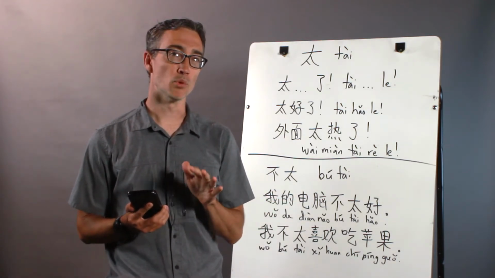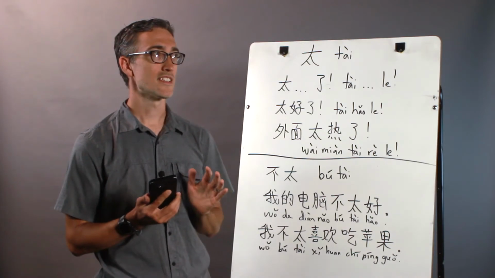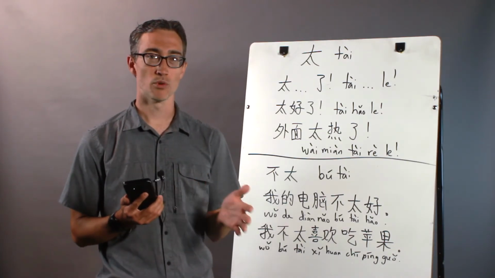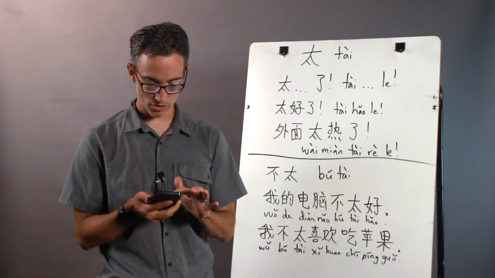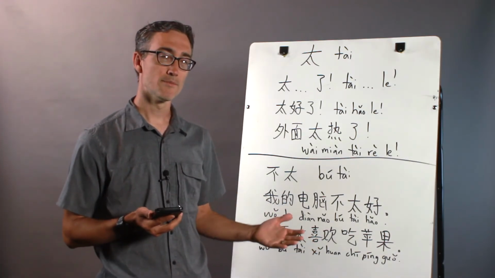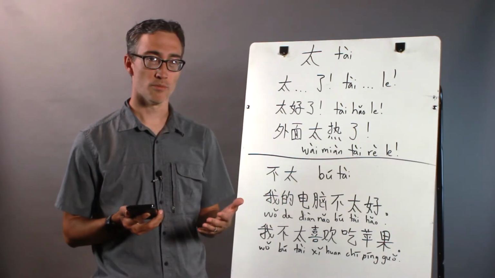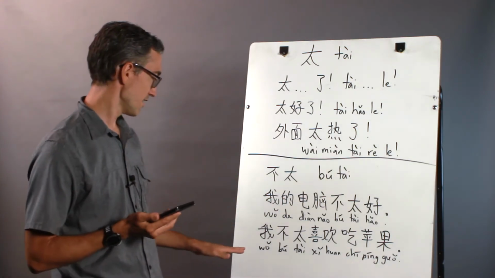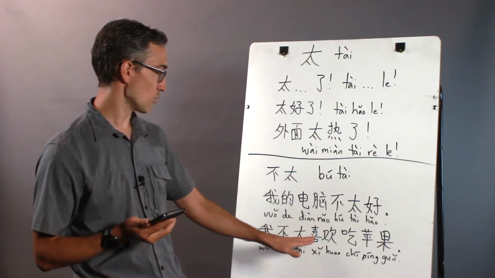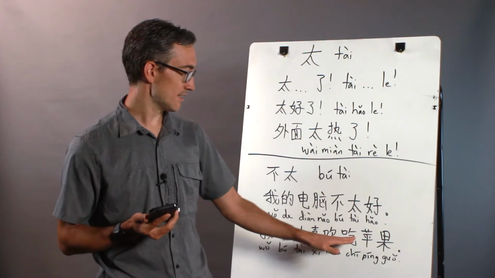I want to point out that 不太 can be used with psychological verbs in ways that wouldn't translate well into English. Let me give you an example. 喜欢 means to like or not like. 喜欢, like. That is a psychological verb. So this phrase is 我不太喜欢吃苹果. I not to like eat apples.